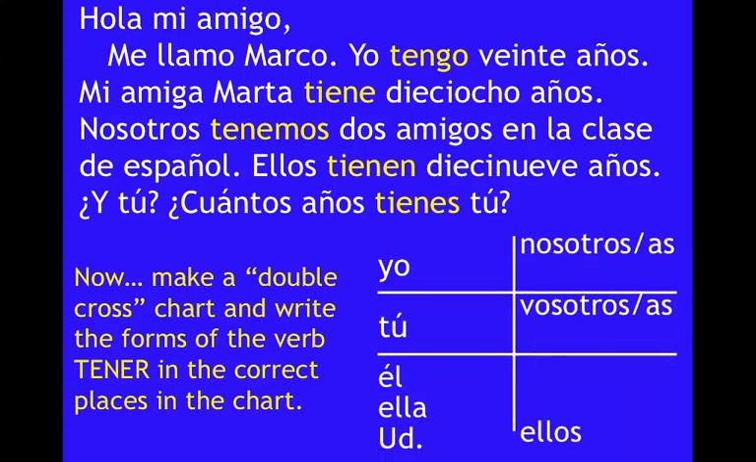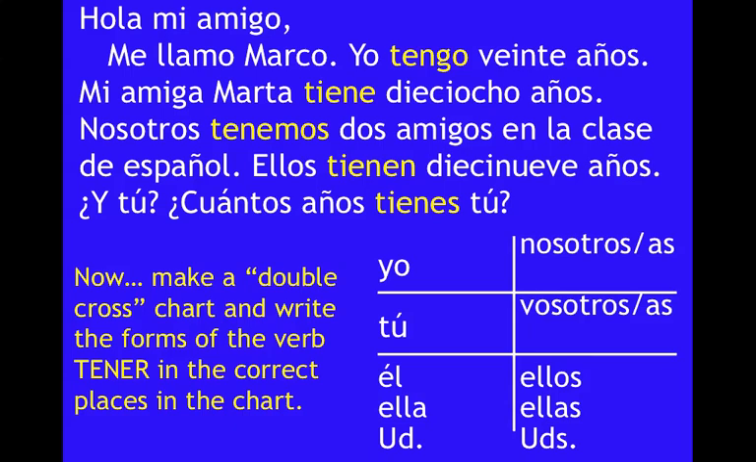So make a double cross chart. One line down the center. Tú necesitas papel y un bolígrafo. A line down and 2 lines across. And take a look at the reading and see if you can fill in which forms of tener go with which subject pronoun.